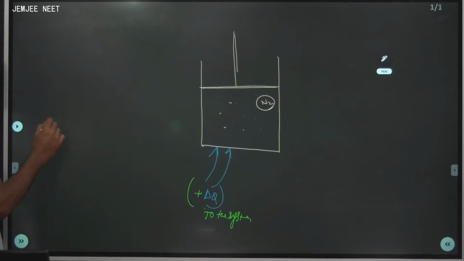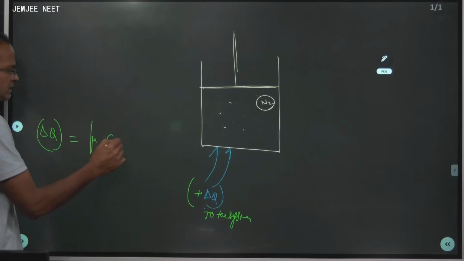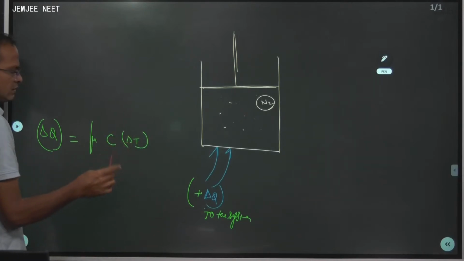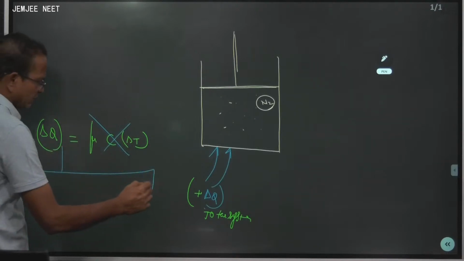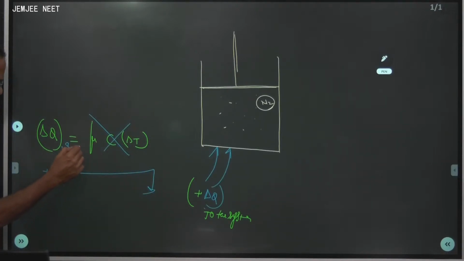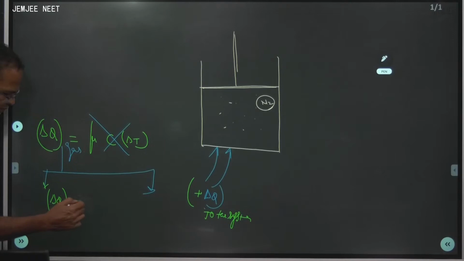What's the formula for this? Delta Q supplied to the gas may be written as mu times C delta T. This C is meaningless because heat supplied to the gas at any point of time can be divided into two cases. Delta Q under constant pressure is given by mu Cp delta T.